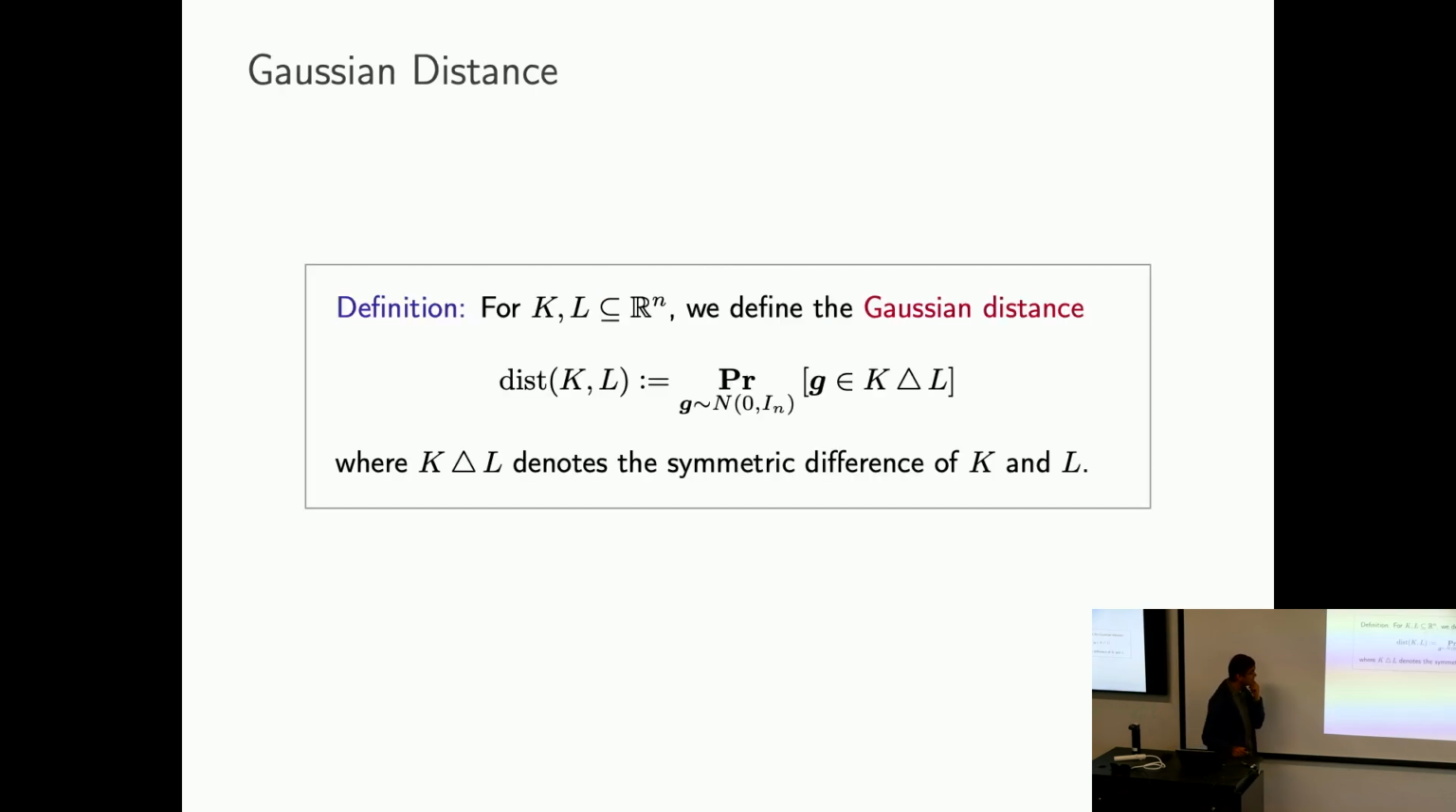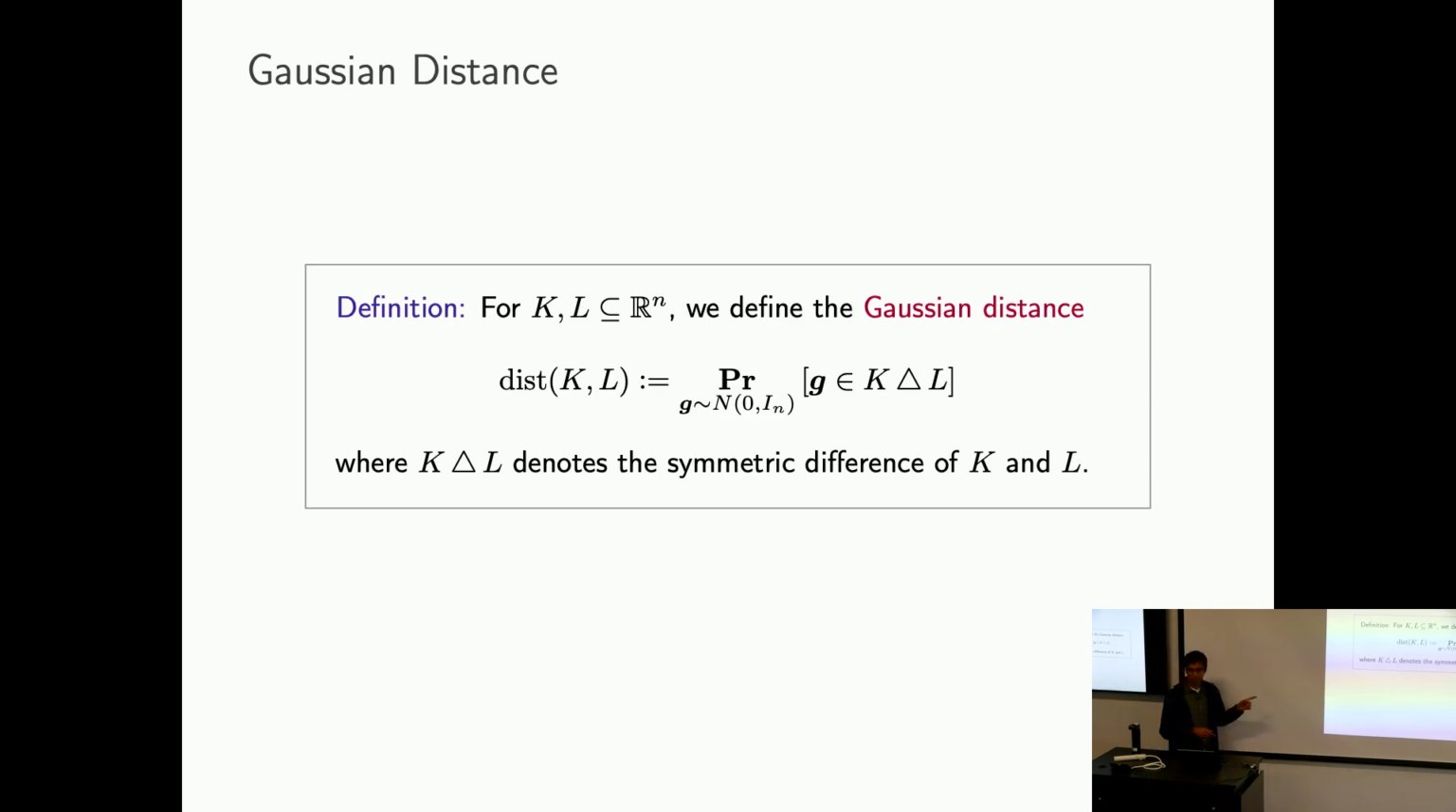So given two sets in R^n, the Gaussian distance is just the probability of a standard Gaussian random vector landing in the error region. Yeah, so we know the Gaussian, we love the Gaussian. It's always going to be a standard Gaussian, so the mean's always 0 and the covariance is the identity matrix. This is a very natural, well-studied distance metric in computer science.